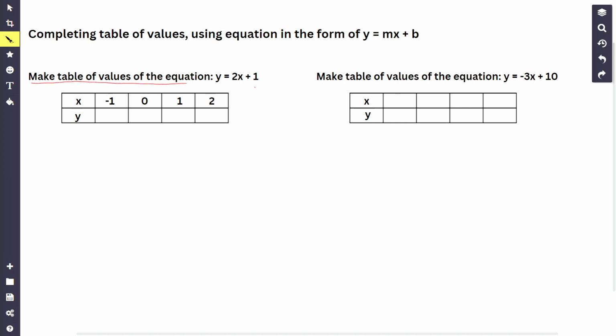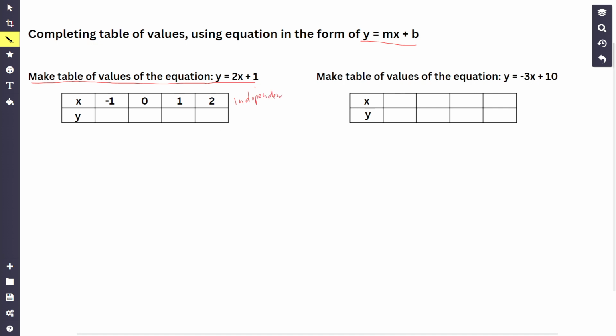Make a table of values of the equation y equals 2x plus 1. Again, we're still dealing with the form y equals mx plus b, or what we call slope-intercept form. So how do we do this? Please remember that our x here is our independent variable.